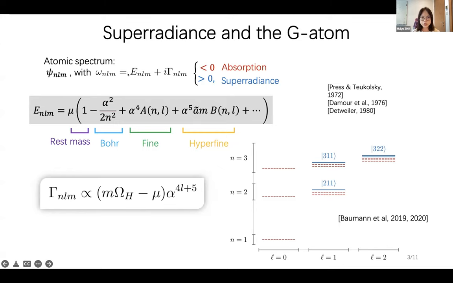And for the real part of this energy eigenvalue, ENLM means the energy of different states, just like the hydrogen atom. So we can see there will be a Bohr splitting, fine splitting, and hyperfine structure splitting. And also the energy spectrum is presented in this figure. We can see the different NLM here.